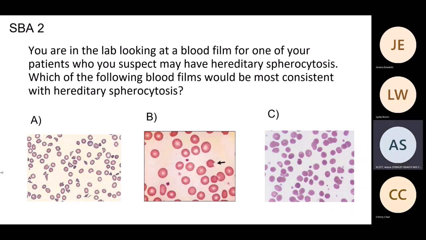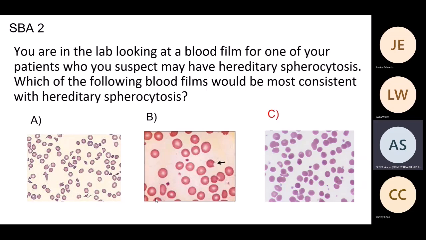Right, you have both had a go, so we will move on. So the answer is C. If you look at the blood film of C, you can see these very round red blood cells that have no central pallor either, and they're what we call spherocytes. So that's what you see in hereditary spherocytosis.